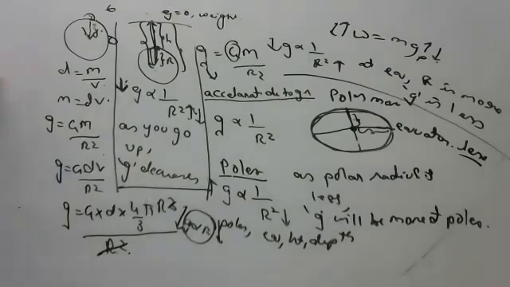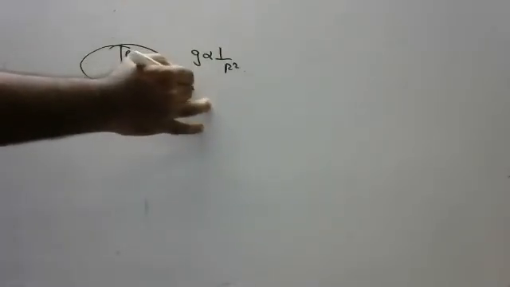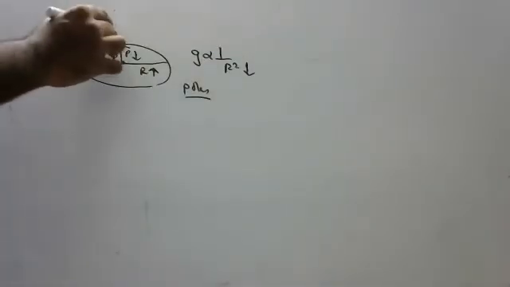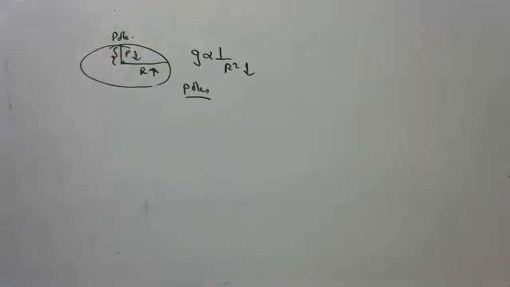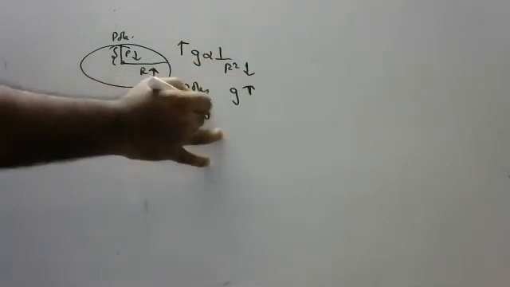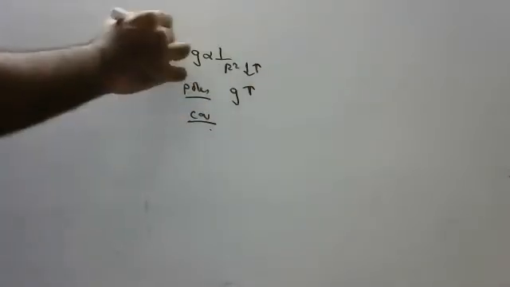Again, I will explain the same thing, summary wise. Children, Earth is like this. Equatorial radius is more. Polar radius is less. So g is inversely proportional to R square. At poles, R is less, because R is less, gravity is more. Now at the equator, R is more, so g will be less.